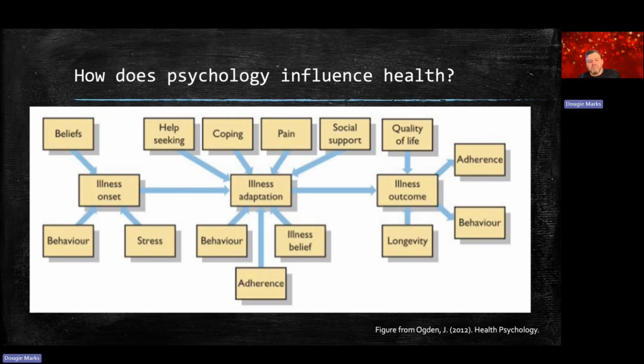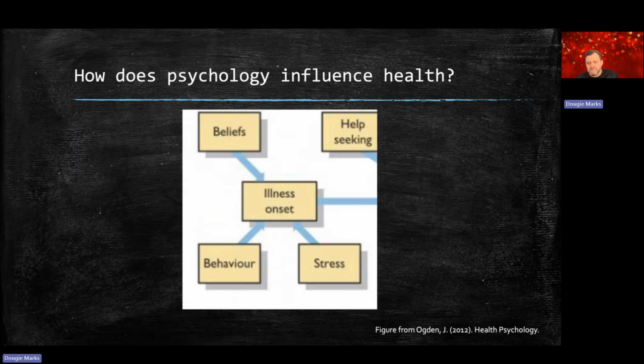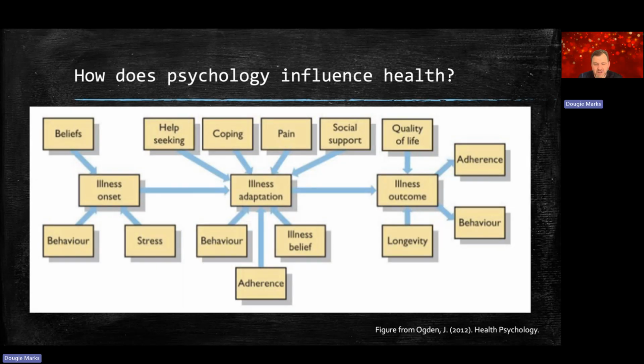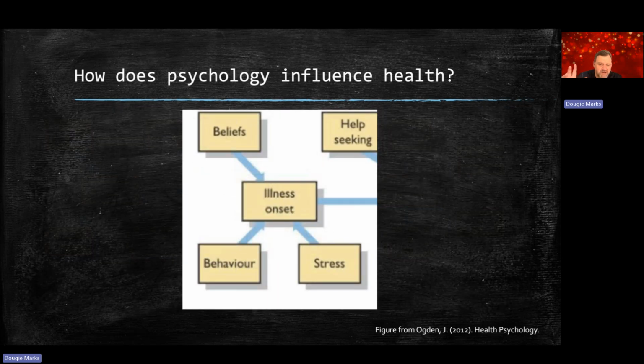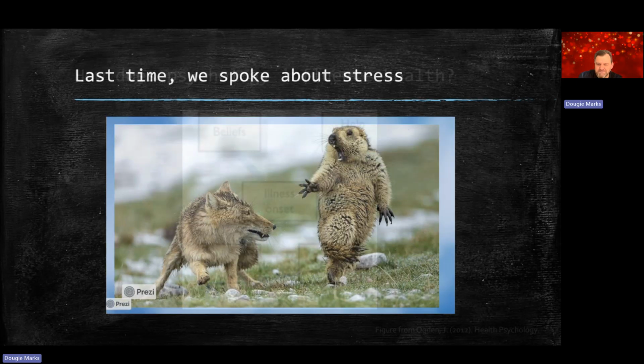This is a really complicated map for looking at how psychology influences health. It comes from the Jane Ogden book. We're going to particularly be looking at some of the different things that influence health in terms of the beginning of the health process. If you look at this map, through the middle line, you've got the onset of any illness, you've then got how somebody adapts to an illness, and then you've got the illness outcome as well. We're going to particularly just now focus on some of the psychology stuff that really looks at illness onset.